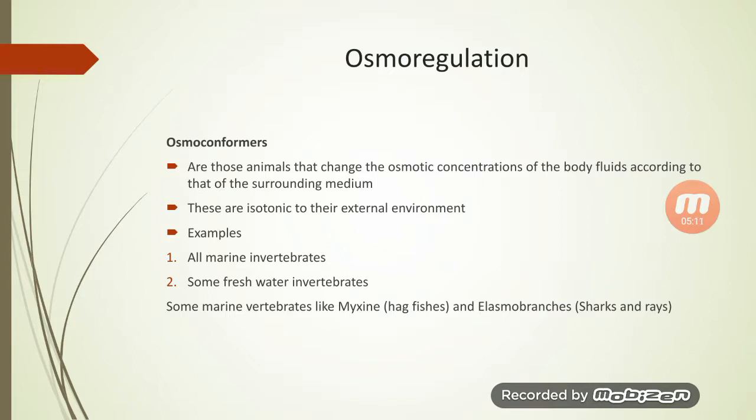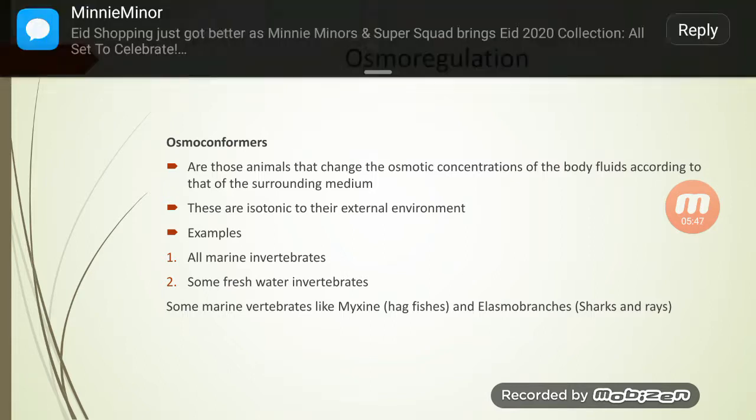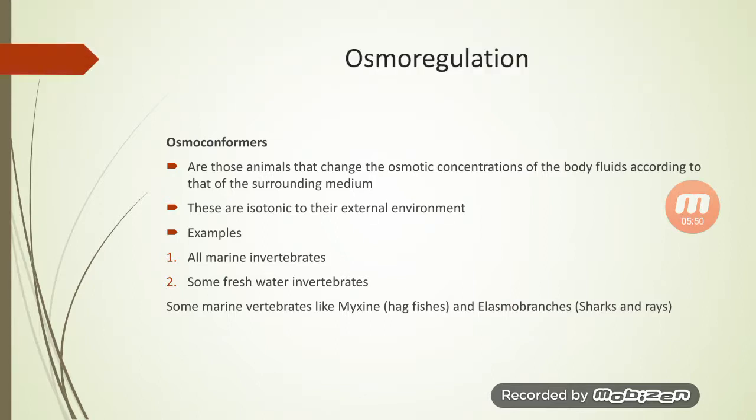Now, osmoconformers, as I have already told you the definition, so we will talk about their features and their examples. These are isotonic to the external environment, meaning there is no net diffusion of the solutes or the molecules of salts, ions or other electrolytes. Overall, there is no net movement of the molecules. And the examples are all marine invertebrates and some freshwater invertebrates. So when we talked about osmoregulators, we said that they include the marine vertebrates and most of the freshwater organisms.